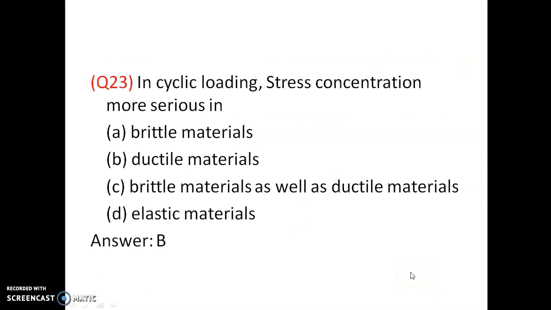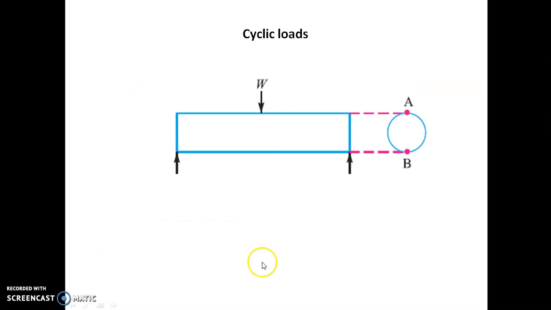Variable stresses. Question number 23. In cyclic loading, stress concentration is more serious in: option A, brittle materials; option B, ductile materials; option C, brittle materials as well as ductile materials; option D, elastic materials. So stress concentration is more serious in ductile materials.